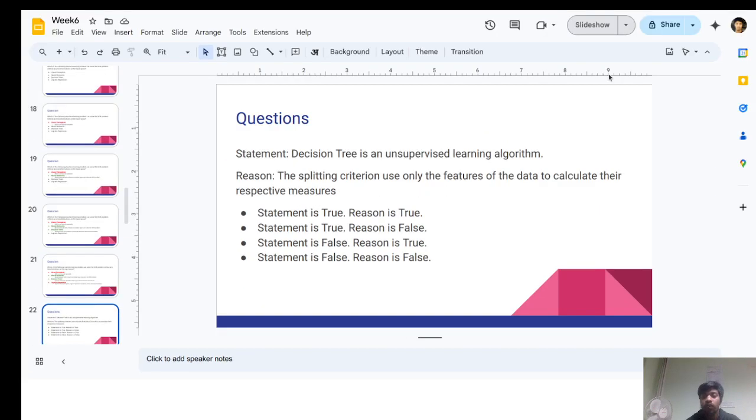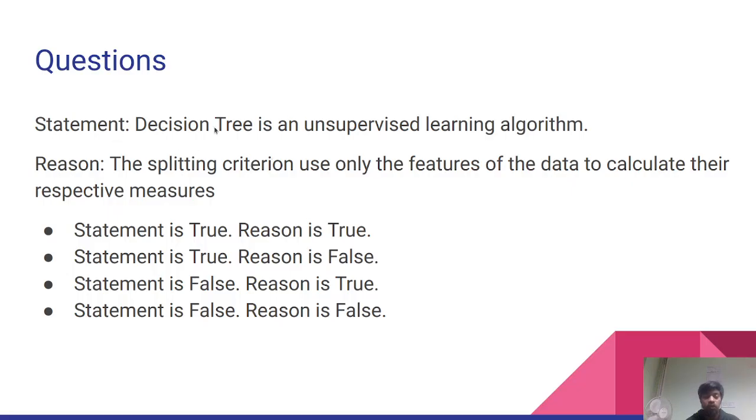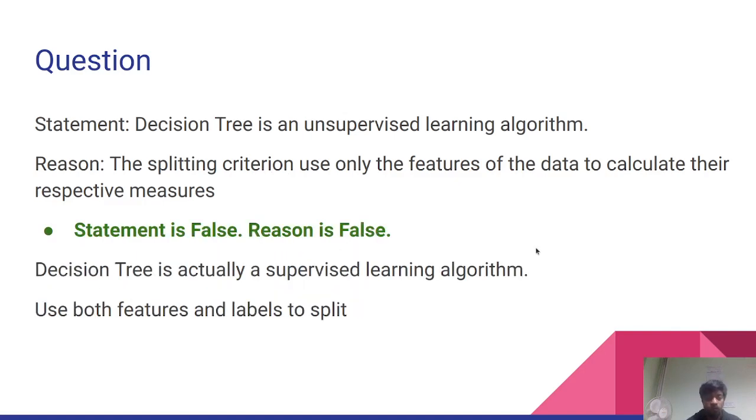algorithm. So obviously the first one is false, because this is supervised, because we are using labels. And the reason is also false, because in this case we are actually using the labels as a splitting criterion, because without labels we will be clueless about which criteria to use to perform the splitting. So we use both the features as well as the label to split those.